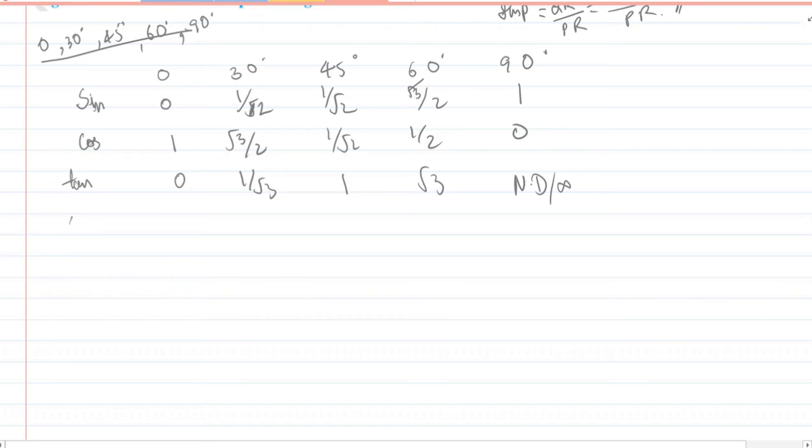Same way, cosec, sec, cot. Cosec is nothing but the ulta of sine, so for 0 it is 1 by 0. Like anything divided by 0 is not defined.